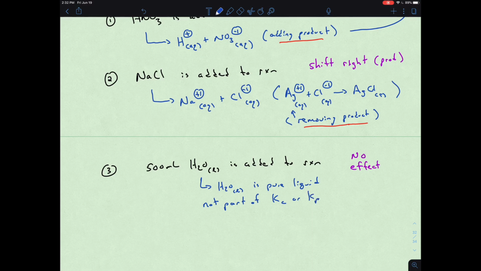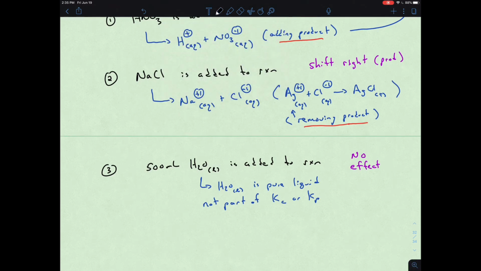So there's some different ways of adding things, removing things, but also remember that we can add things and not have an actual effect, like we see here with this particular water addition.